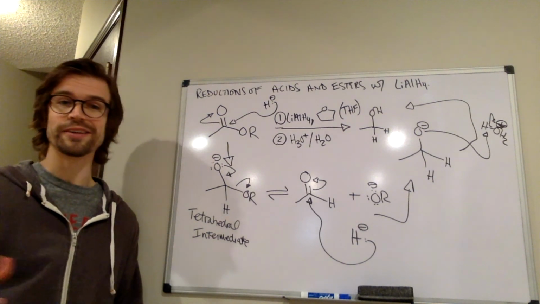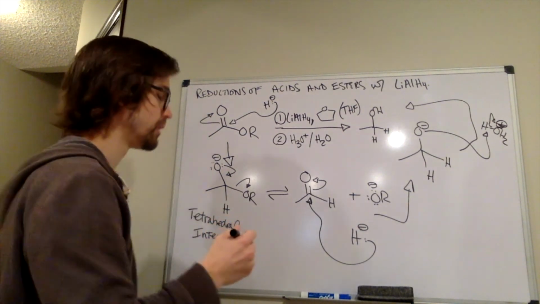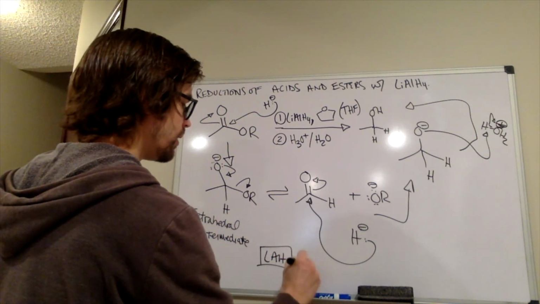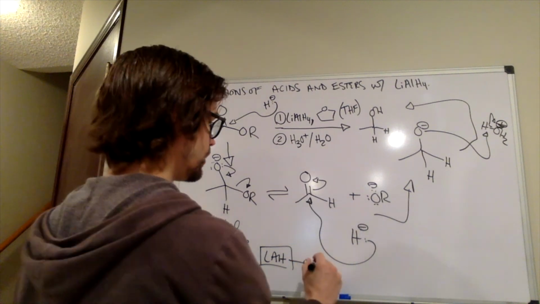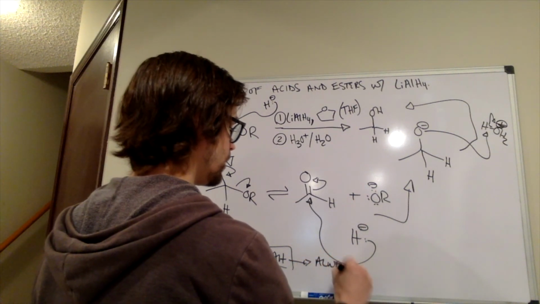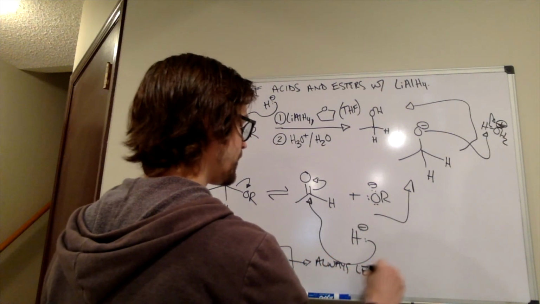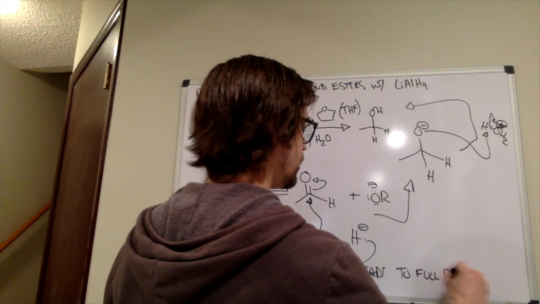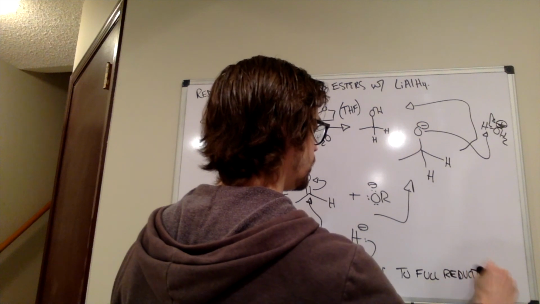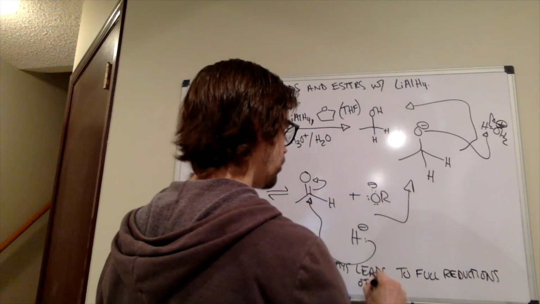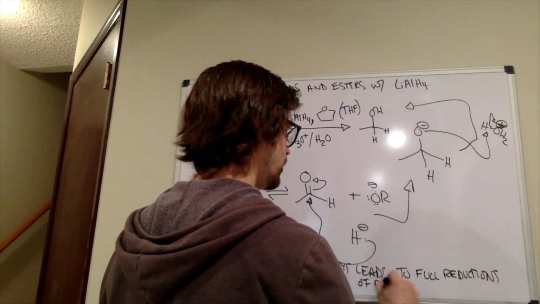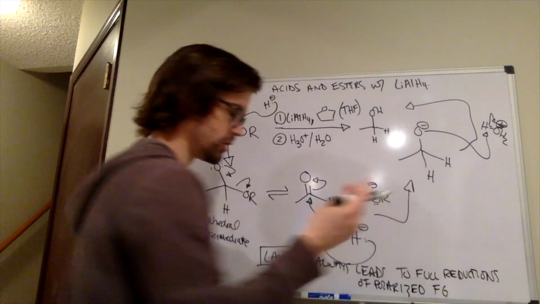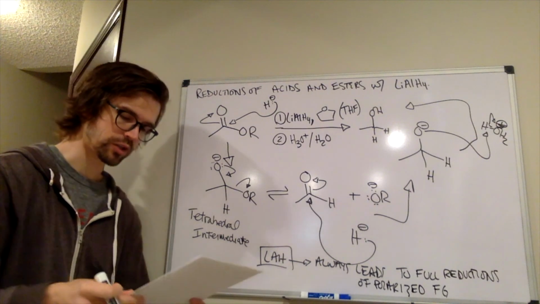It always leads to full reduction. So yeah, we can even write that down. LAH, lithium aluminum hydride, always leads to full reductions of polarized functional groups. So this is a polarized functional group. We got a full reduction.